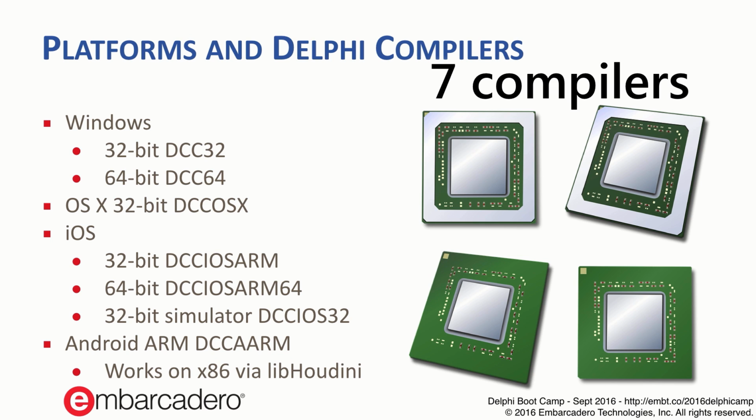And then Android has one compiler for ARM, but it actually works on the x86 Atom processors as well via libhoudini, although now Intel has end-of-lifed their Atom processor. I don't know if they've officially end-of-lifed it, but they're not really supporting it anymore, so we're not going to see many more of those Atom processors.